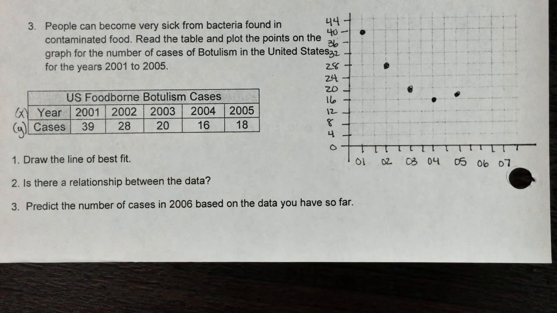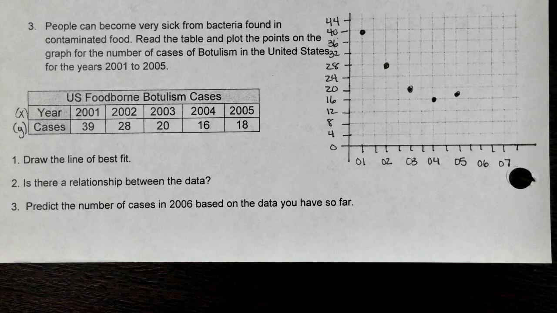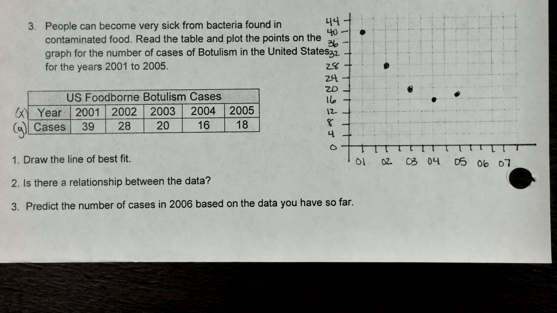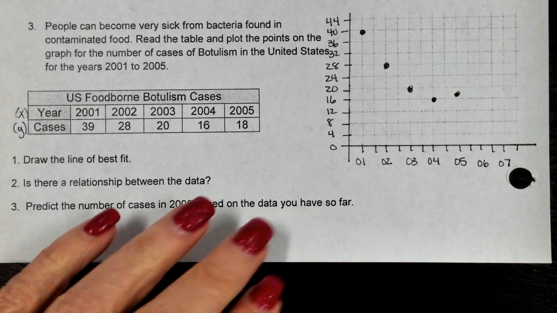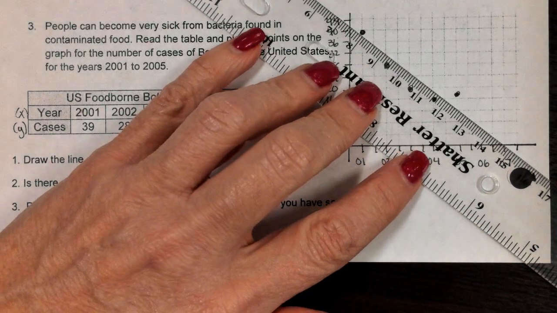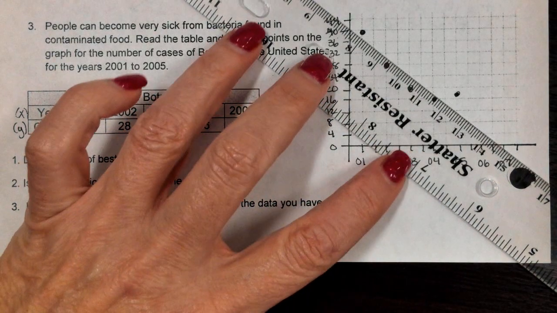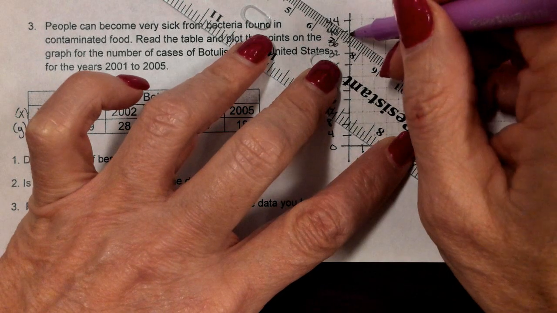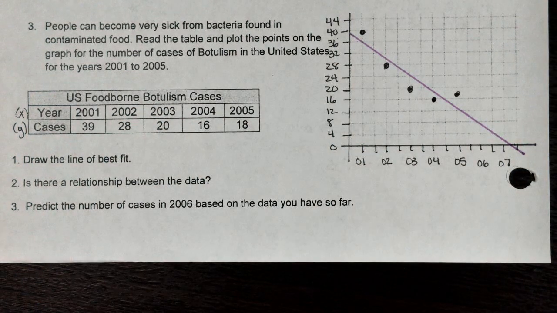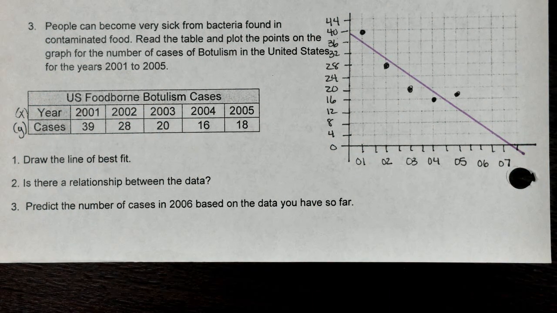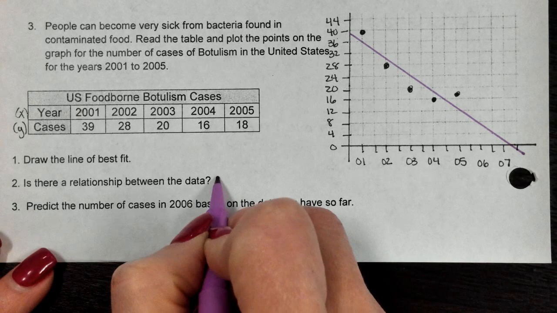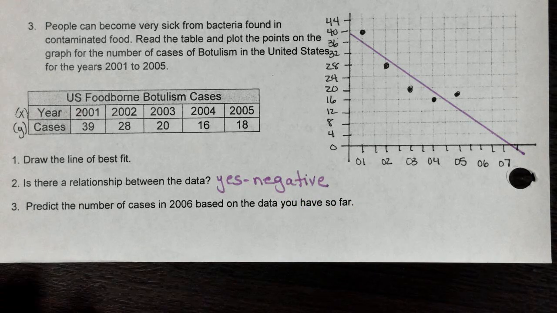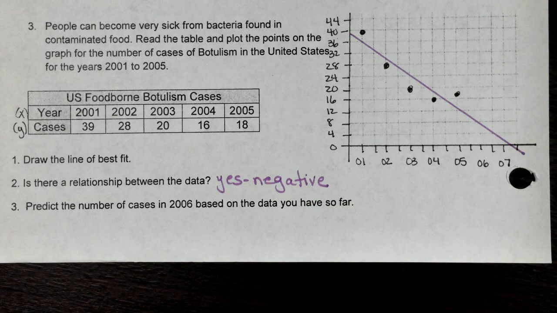We do have a little bit of an upswing there at the end, but let's go ahead and draw our line of best fit. Oops, let me get a color here. So again, you want to try to split the data as evenly as possible. Let's see. Somewhere right around there. Okay. Is there a relationship? Yes, there definitely is. And in general, it is a negative relationship, which is a good thing, because that means people aren't getting sick from food that's not processed properly.